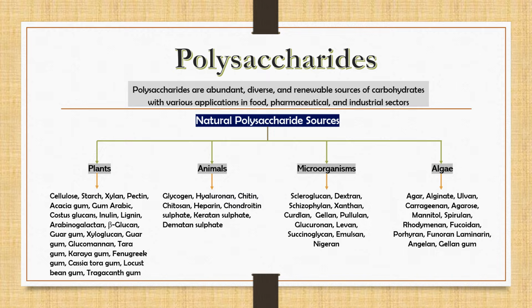Polysaccharides are abundant and diverse renewable sources of carbohydrates, and they have various applications in food, pharmaceutical, and industrial sectors. The natural sources of polysaccharides are plants, animals, microorganisms, and algae, and they produce different types of polysaccharides.